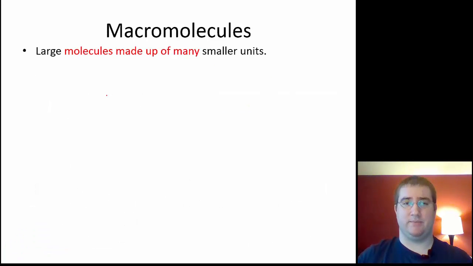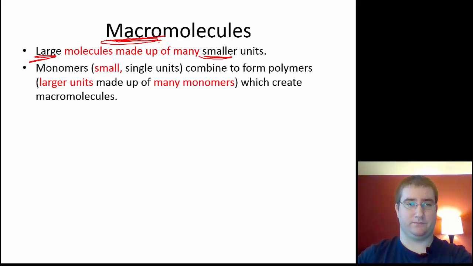Another word for organic molecule is a macromolecule. Macro, the word part, means large. So a macromolecule is a large molecule that is made up of much smaller units. Macromolecules are made from other subunits that are stuck together. These subunits are known as monomers. Mono means one, so a monomer is a single subunit.